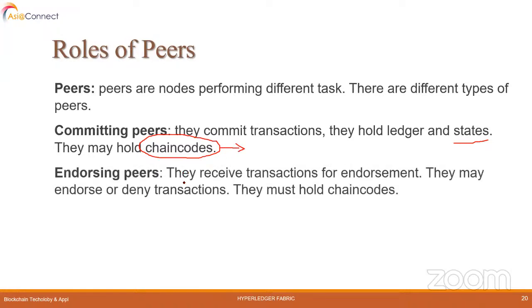But endorsing peers actually receive transactions for endorsement. What does that mean? There is a transaction proposal, and the transaction proposal is between, say, two companies. Other companies have to also agree on that transaction proposal, right?